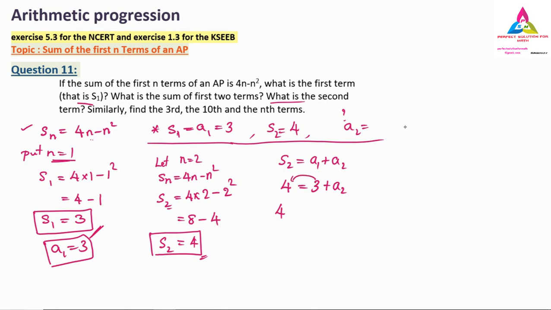This 3 we will bring to this side. It will be minus 3. That is equal to A2. 4 minus 3 is nothing but 1. So what is the A2 value? 1. So the A2 value we found is 1.